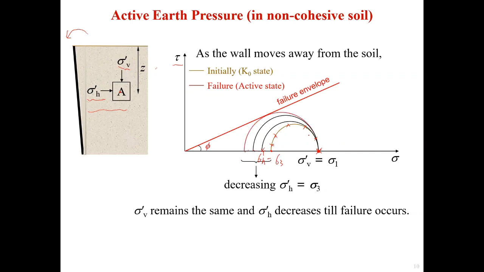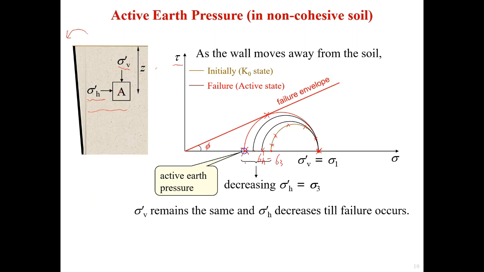Eventually you will generate a Mohr circle that touches the failure envelope. This will be the ultimate state, where we define a failure plane. At this moment, the active state is fully developed, and we are able to calculate Ka. The corresponding stress is called the active earth pressure. Only at this point is it active earth pressure, that's the final sigma h prime.